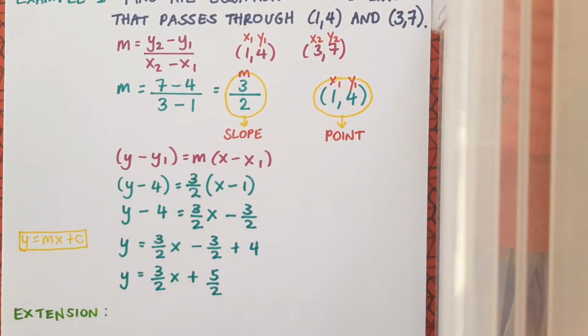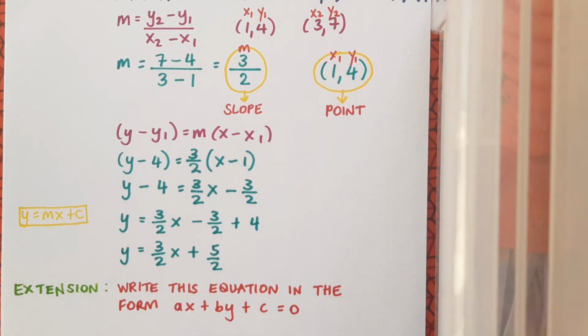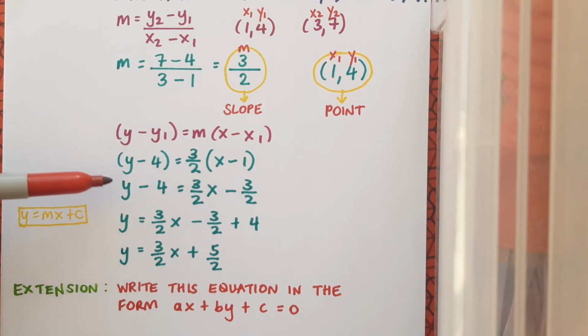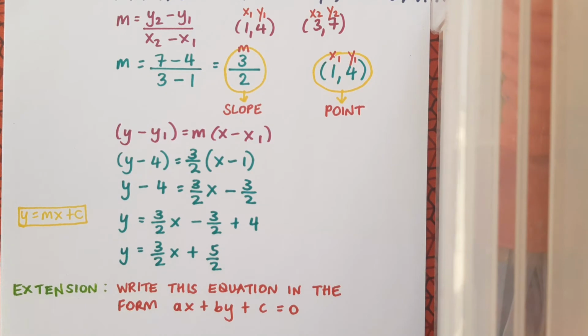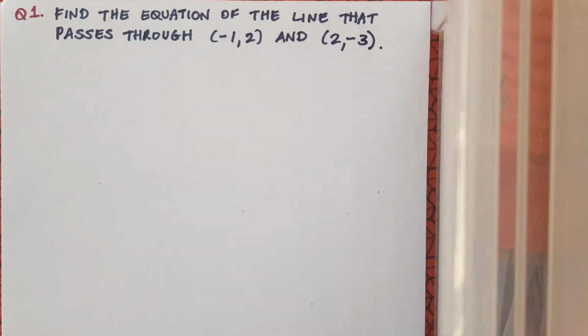As an extension question to follow on from that, take a moment to write this equation in the form ax plus by plus c equals 0. So take this information and rearrange it in this format instead, and pause the video while you do that and then play and see if you were correct. Okay, so if you answered that correctly, then you'll have written it as 3x minus 2y plus 5 equals 0. So now here's your question. Find the equation of the line that passes through minus 1, 2 and 2, minus 3.